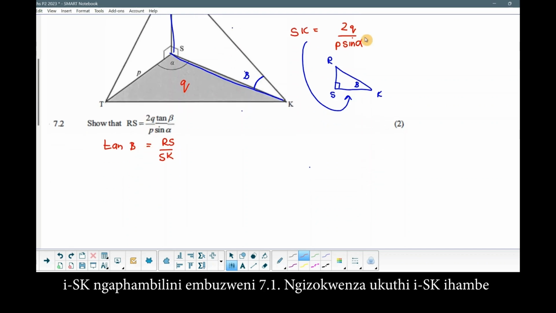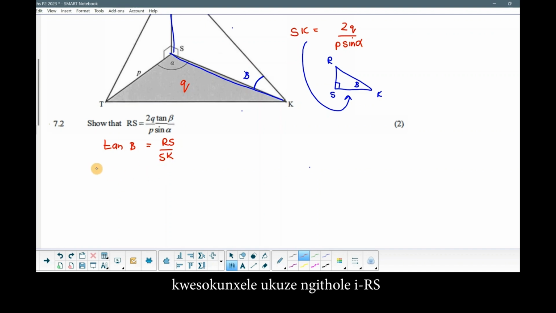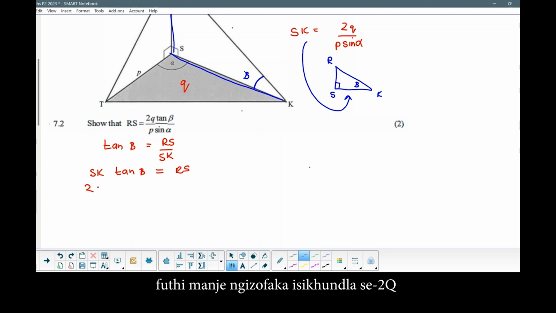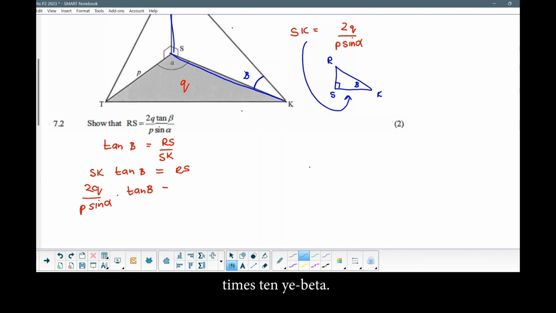And we've worked out SK before in the previous question in 7.1. I'm going to move the SK over onto the left-hand side, so that I can have RS on its own. And now I'm going to substitute 2Q over P sine alpha times tan of beta. And that's exactly what we were supposed to solve.